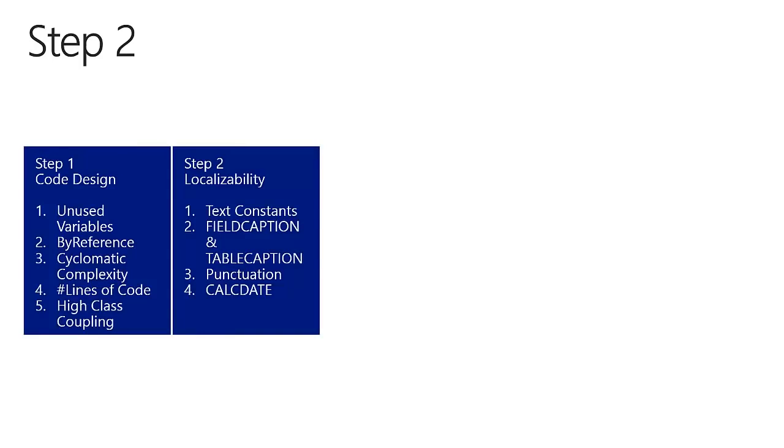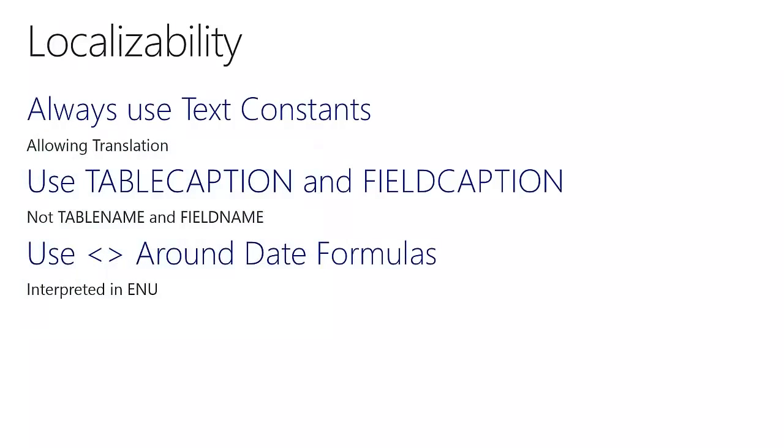Let's move on with step 2 of this video, localizability. Always use text constants. This will allow you to translate your application. Therefore, table caption and field caption should be used rather than table name and field name. When hard-coding date formulas, put the angle brackets around the formula and use the English notation. This way it will always work, no matter what language you work in.